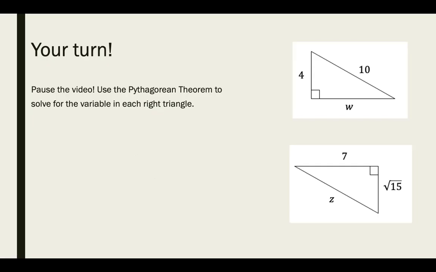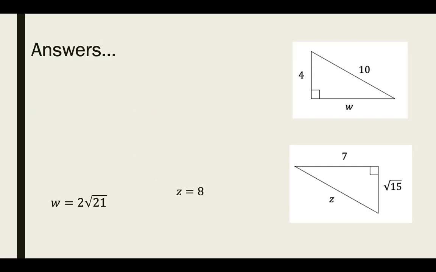All right, so first off, I'm going to show you your answers. For W, you should have gotten 2 times the square root of 21, and Z, you should have gotten 8. Now, if you didn't get those, maybe look back at your answers, pause the video again, see if you can find where your mistake maybe was. And then if you still can't figure it out, here is the work on how we get to W being 2 root 21 and Z being 8.